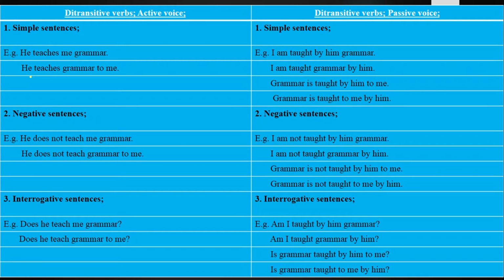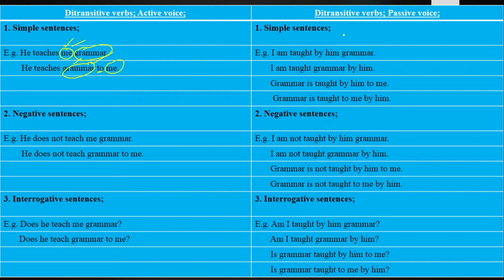So first we have got the present indefinite tense simple sentences. He teaches me grammar. He teaches grammar to me. As I told you, the living object will come first, non-living at the end. If you want to bring the non-living first, then you will be taking the support of a preposition like to me. So he teaches me grammar, he teaches grammar to me. We prefer the living object a lot. If you want to say the non-living first, you will take the help of the preposition to. Like he teaches me grammar, he teaches grammar to me.